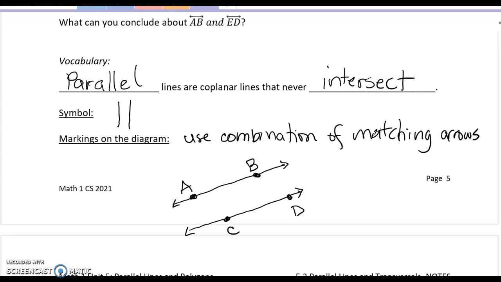However, if I use this combination of matching arrows, so if I put an arrow in the middle of the line like this, again, remember, these are not tick marks, so we have to be careful that these are not tick marks. These are markings to indicate that these two lines are parallel.